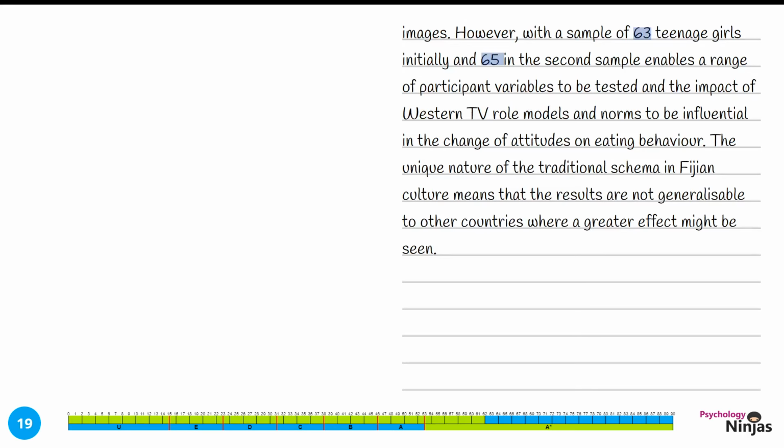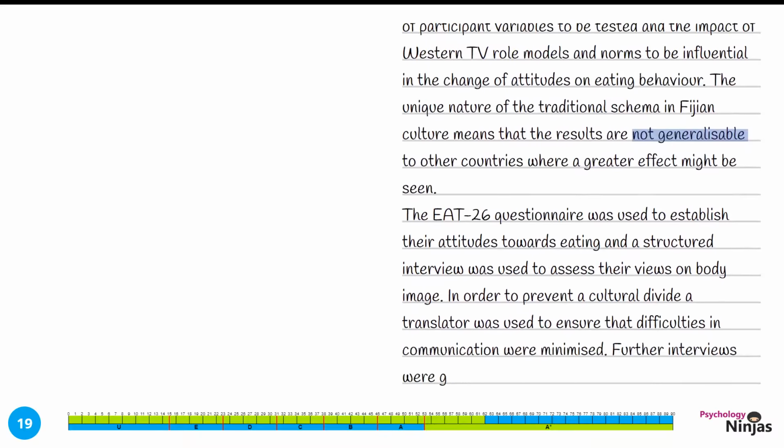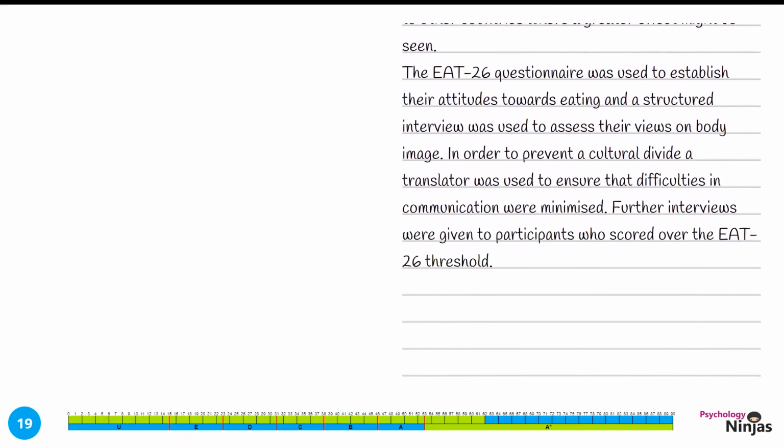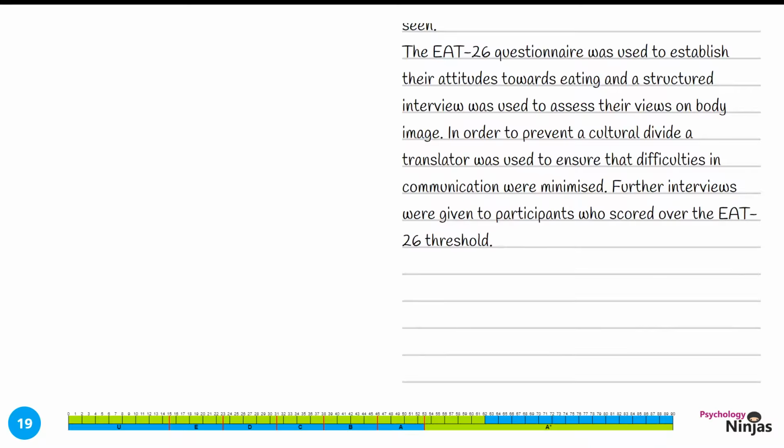We're clearly using our knowledge here and giving a complete outcome, saying that the sample's not representative and therefore the results are not generalisable. We're going to go back to our knowledge now and explain the procedure of this study. The E26 questionnaire was used to establish their attitudes towards eating, and a structured interview was used to assess their views on body image. In order to prevent a cultural divide, a translator was used to ensure that difficulties in communication were minimised. Further interviews were given to participants who scored over the E26 threshold.